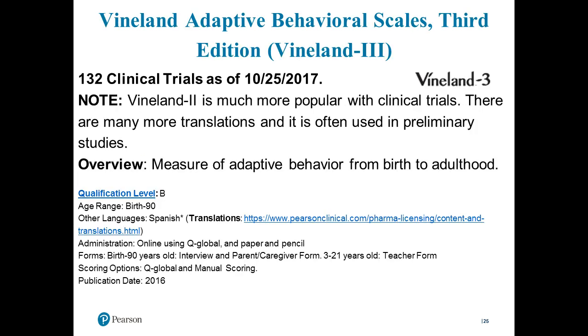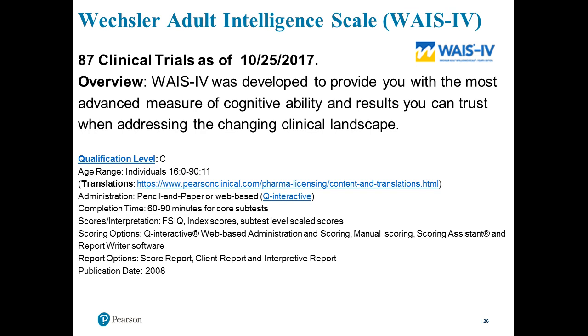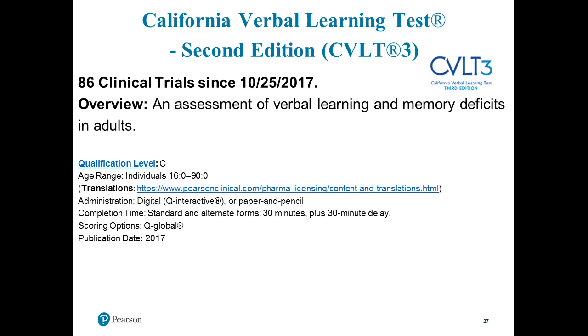The Vineland is pretty popular in clinical trials, 132 clinical trials. Overview measures adaptive behavior from birth to adulthood. Often the Vineland is used in studies with autistic children and children who are mentally handicapped. You see the age range there. Wechsler Adult Intelligence Scales, there's really a wide range of different trials that have been done with this, 87. So it's a measure of cognitive ability, and it's one of the gold standards out there from our portfolio. California Verbal Learning Test, 86 clinical trials since October. It's an assessment of verbal learning and memory deficits in adults.